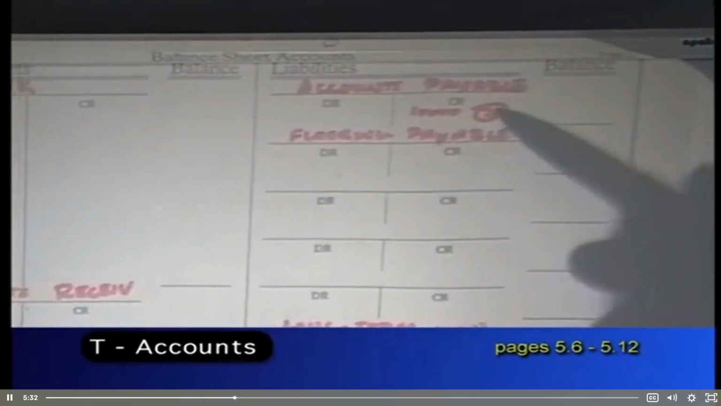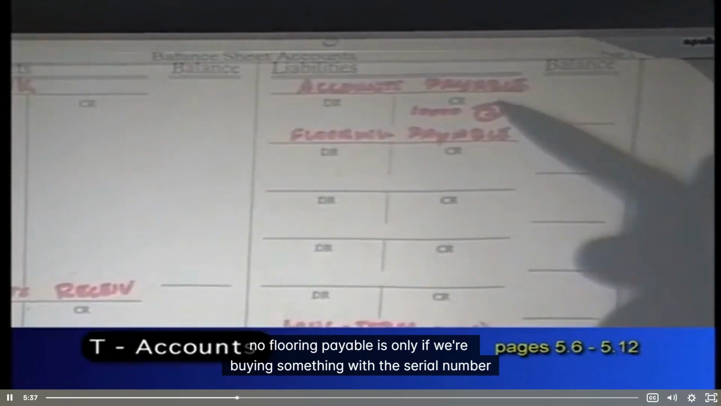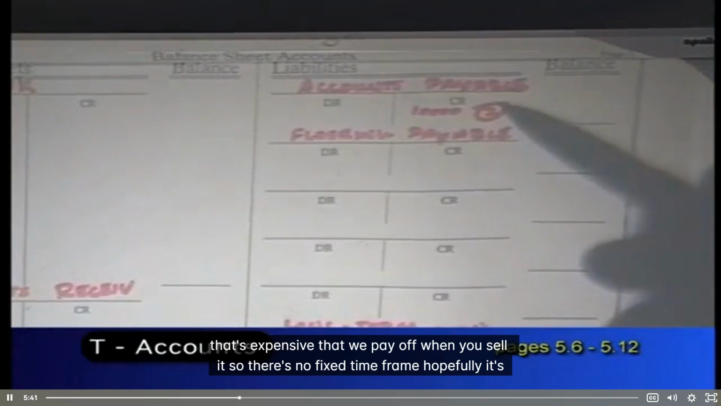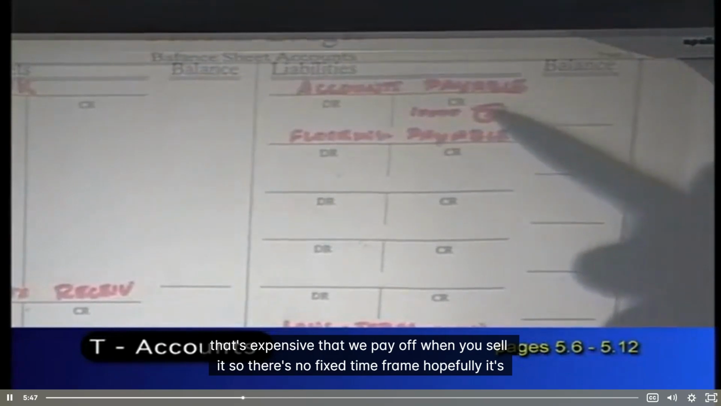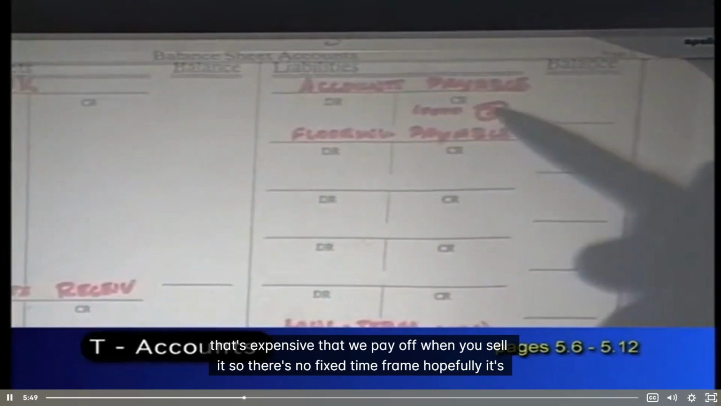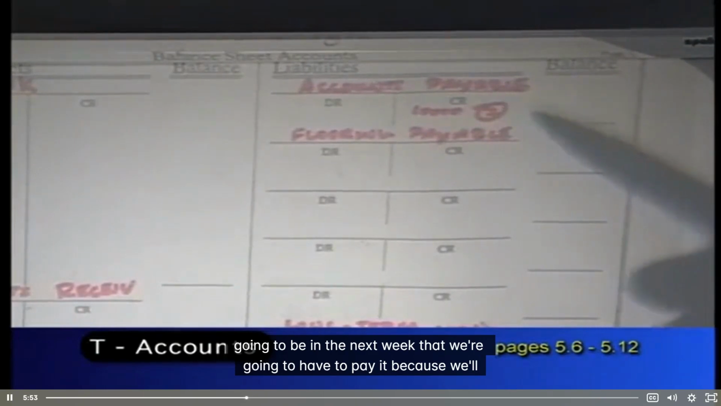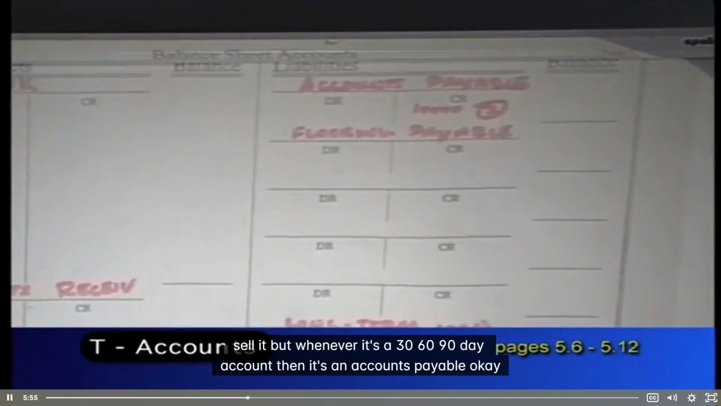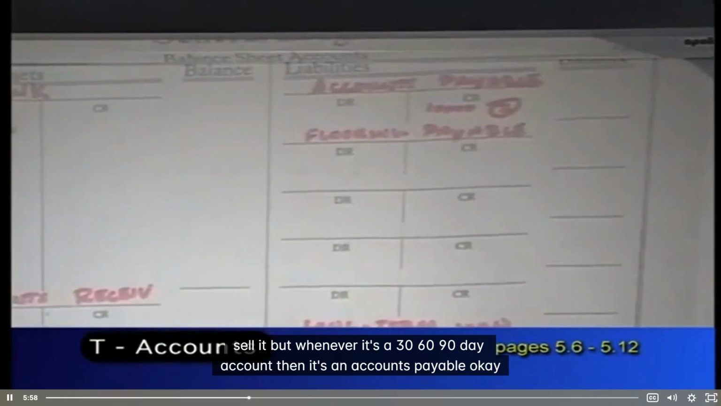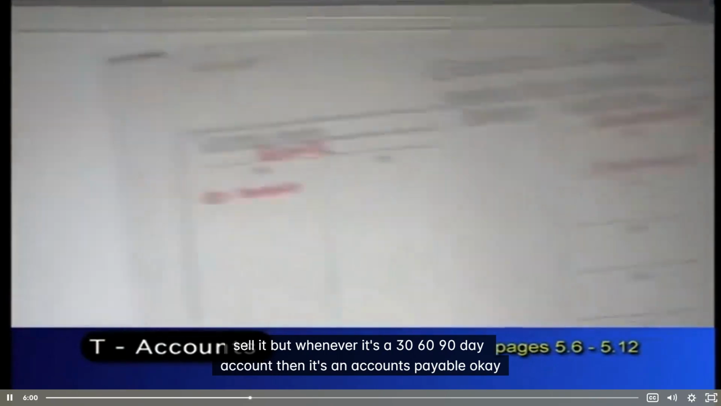Tammy. No. Flooring payable is only if we're buying something with a serial number that's expensive that we pay off when? When you sell it. So there's no fixed time frame. Hopefully it's going to be in the next week that we're going to have to pay it because we'll sell it. But whenever it's a 30, 60, 90-day account, then it's an accounts payable entry, okay?